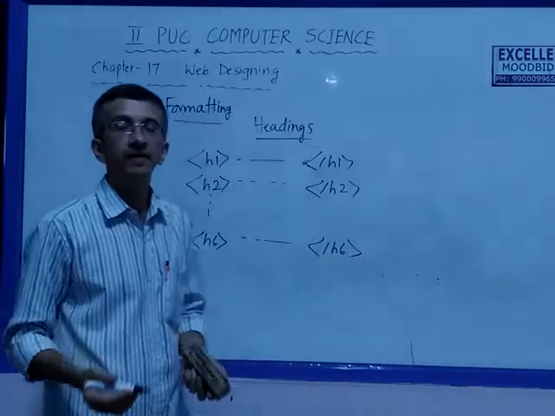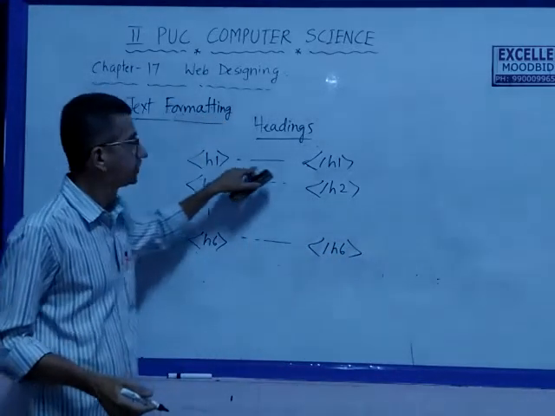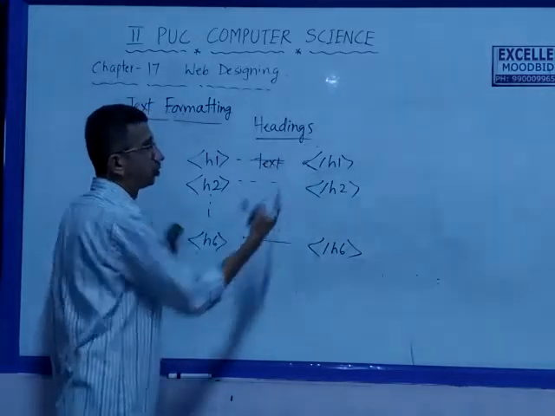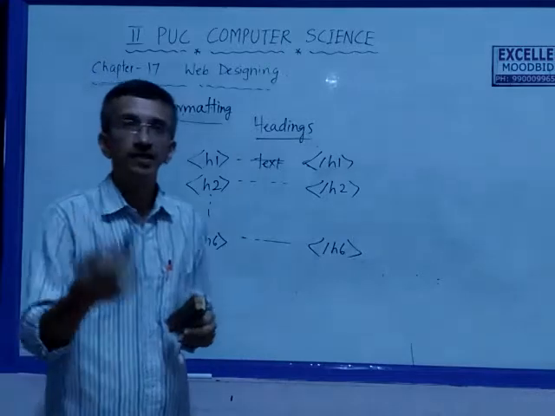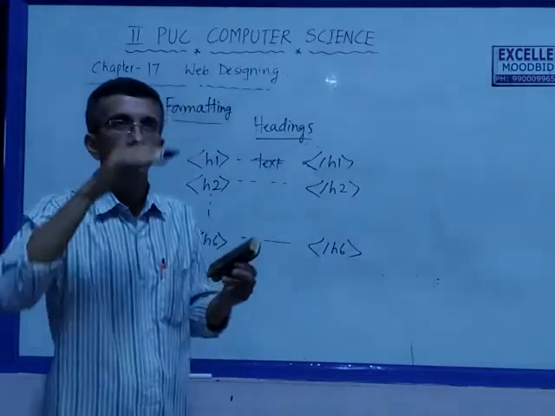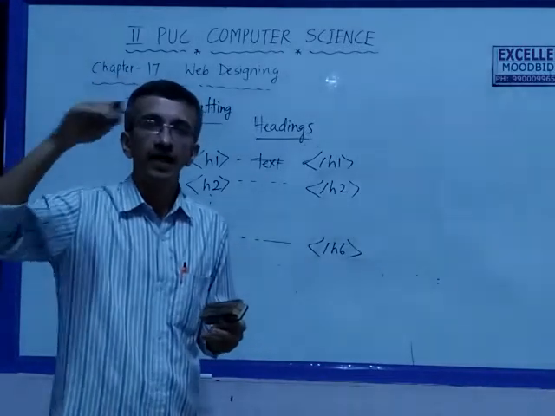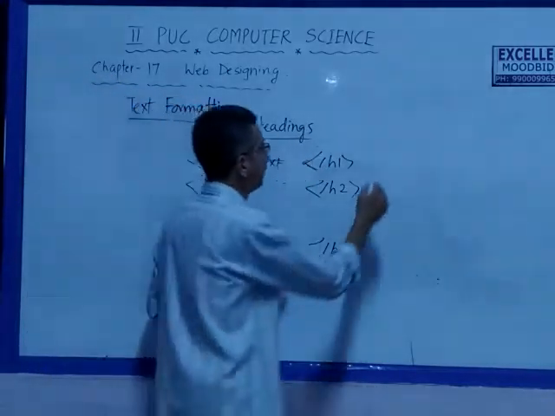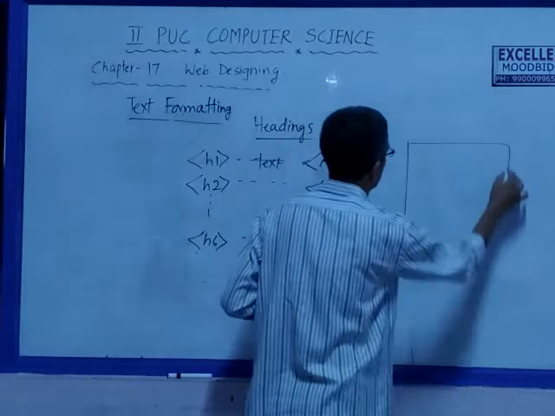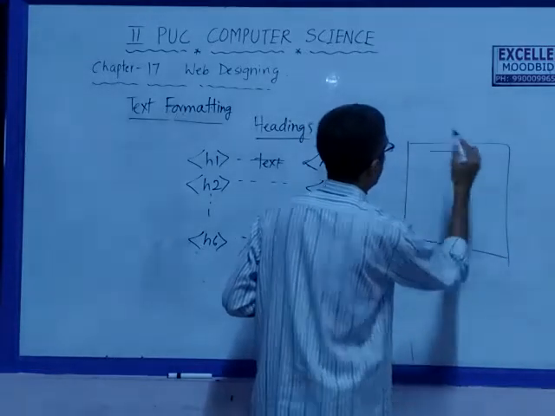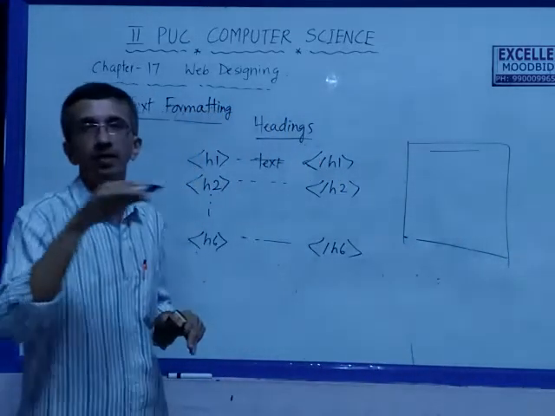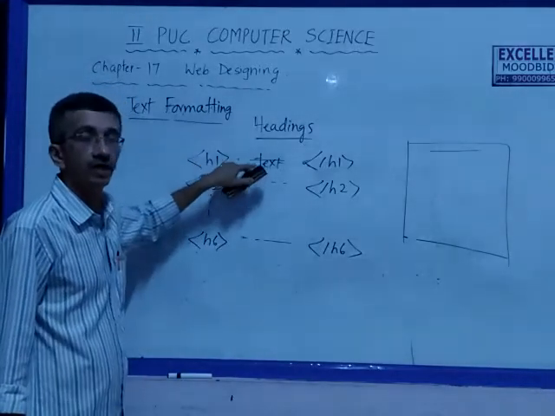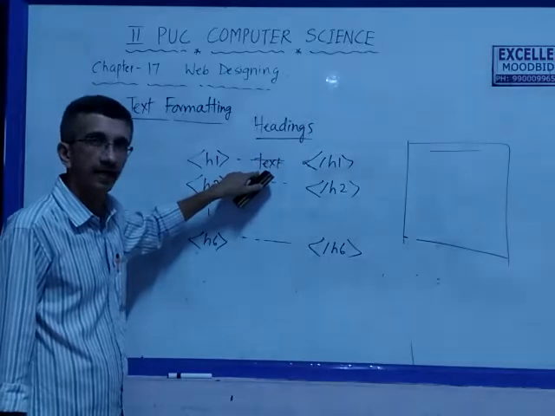So 6 levels of headings will be there. If you enclose any text between H1 and close H1, it will have the largest font size. Usually the page heading, the heading for the document, will be the largest in size. This is the title of the entire document, maybe the chapter name or name of the institution. We can have H1 and close H1, the largest size heading.